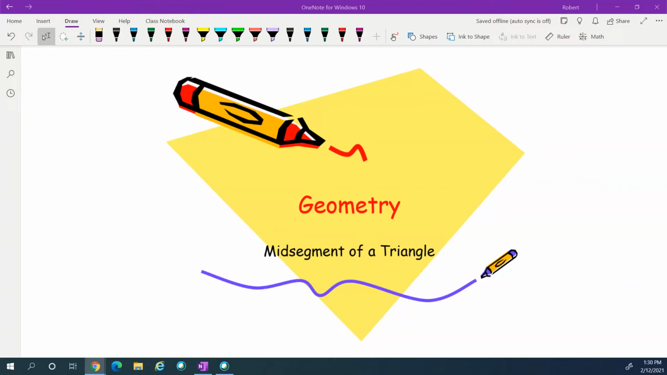All right, folks, we are back, and our next unit is learning about special segments in a triangle. There are five, so we're going to jump on the first one here called a mid-segment. So, the mid-segment of a triangle.